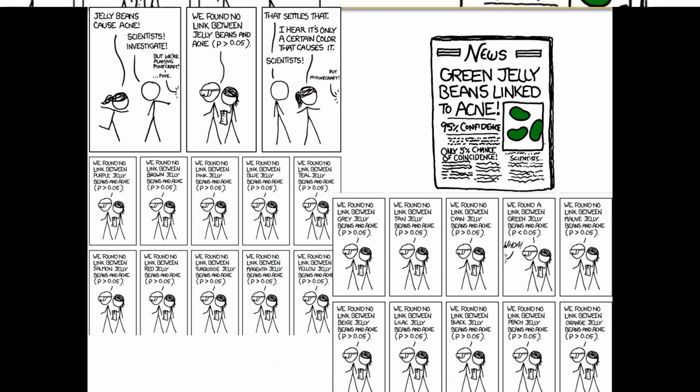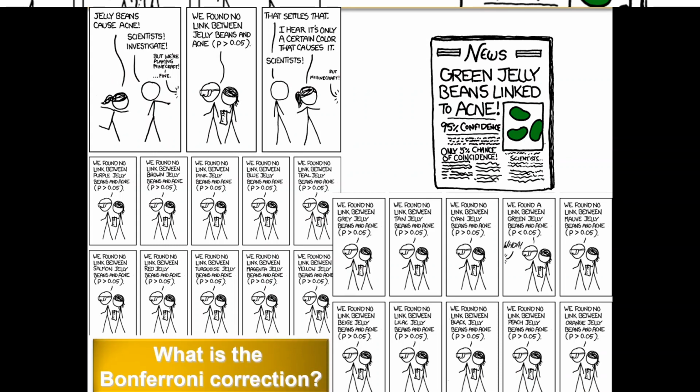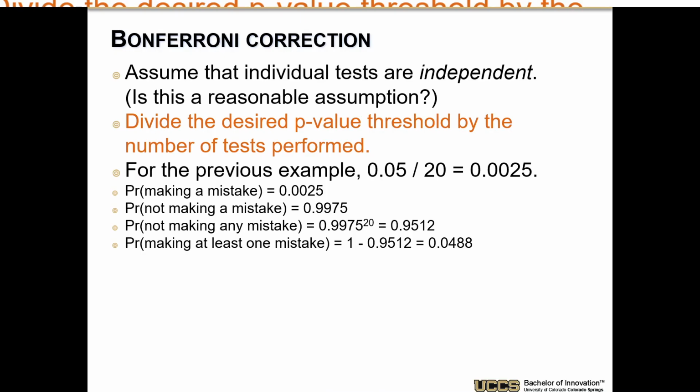And this comes back to how do we correct our jelly bean problem? What do I do to correct if I wanted to test each color of jelly bean separately? What I want to do is run these tests and divide by the number of tests you're going to do. So instead of having a p-value of 0.05, I aim for a p-value of 0.05 divided by 20, which is 0.0025.